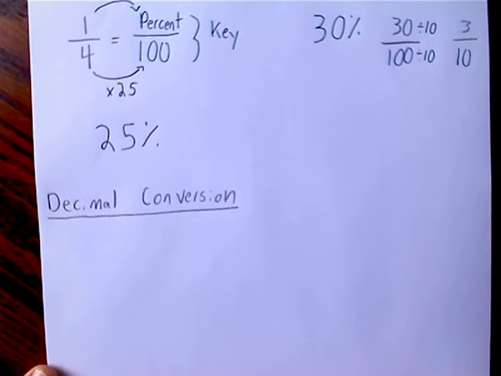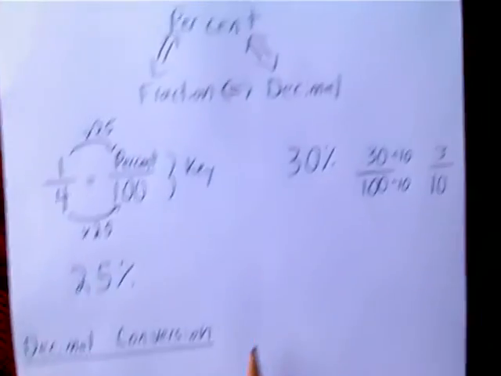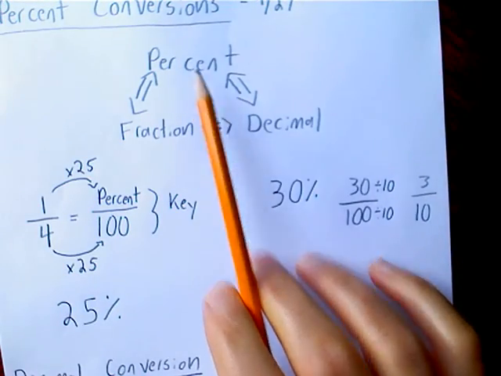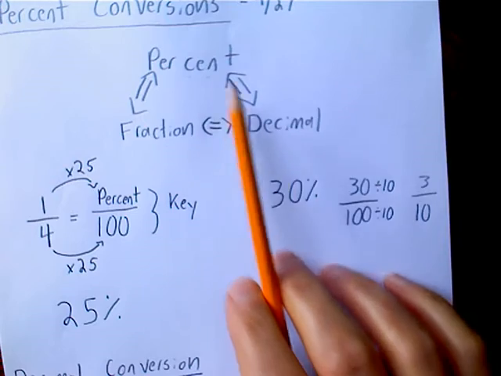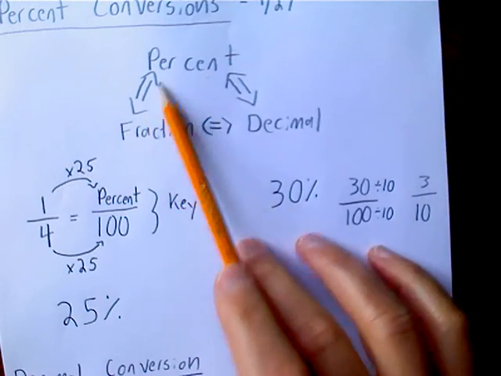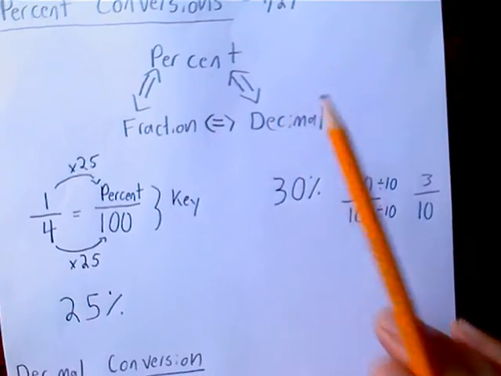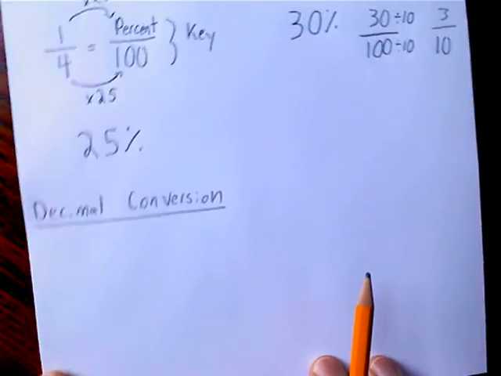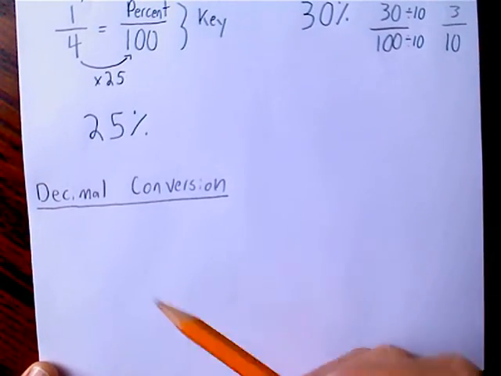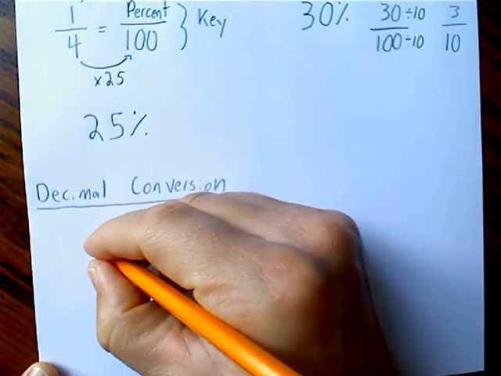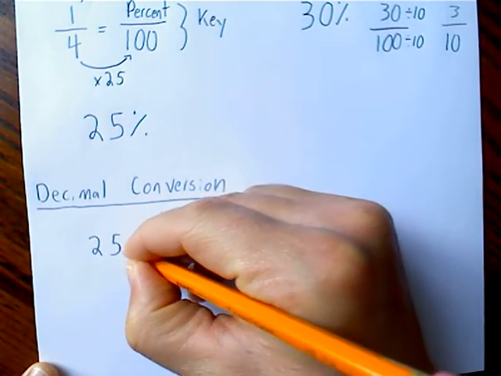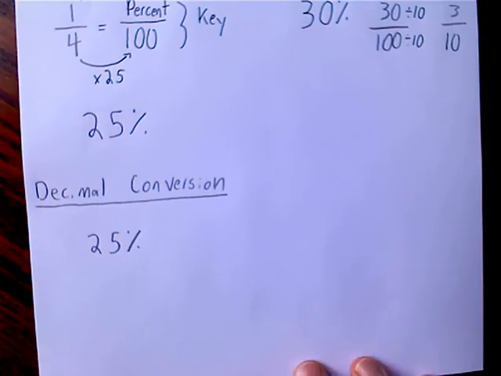Okay, now we're going to start talking about how to convert percents to decimals and decimals to percents. We just talked about that with fractions. Now we're going to move on to decimals, and I'm going to use the same sheet. So let's jump right into, let's say, 25%. How can I convert 25% into a decimal?